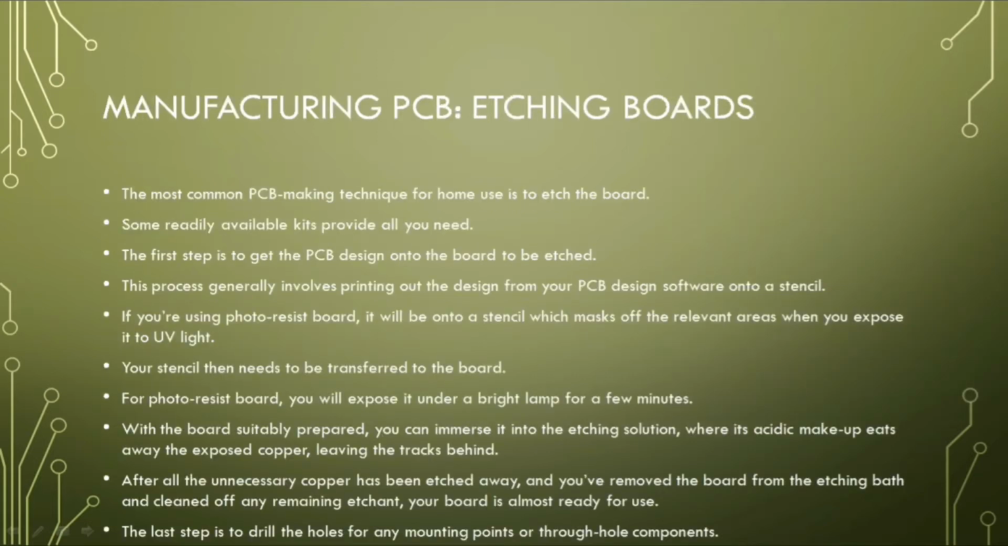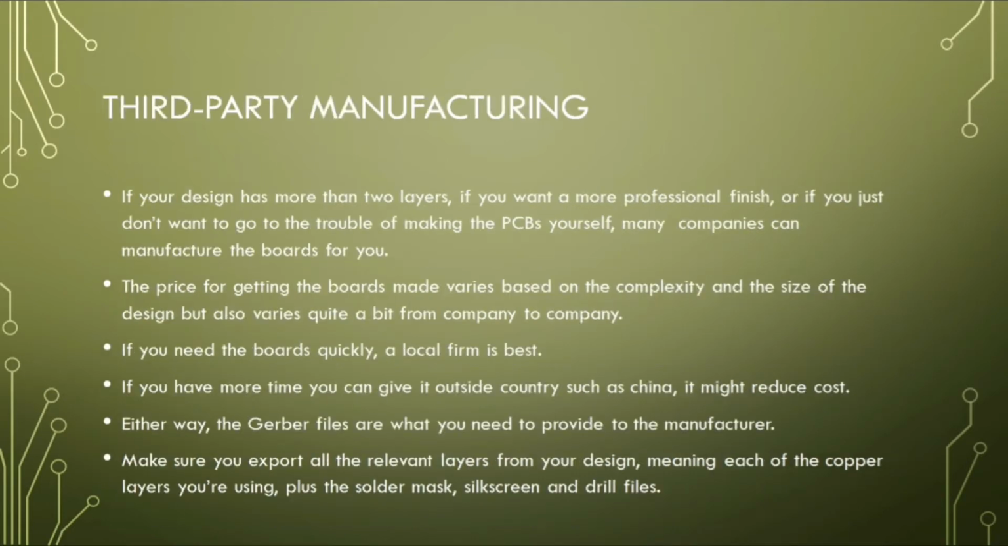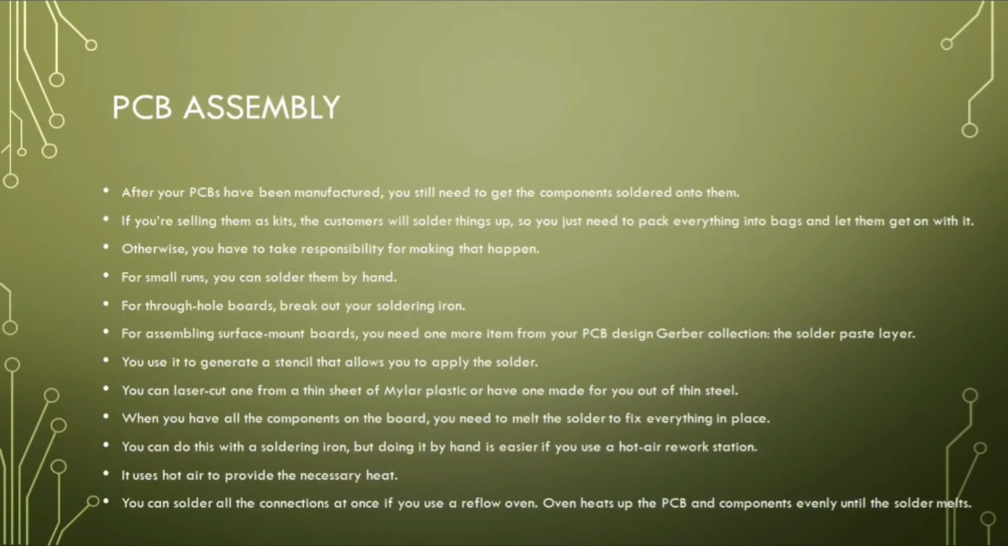You can manufacture your own PCBs by using the etching boards technique. You can also perform it at home. There are some readily available kits that provide all that you need. It starts with getting the PCB design onto the board to be etched, which involves printing out the design using CNC mills. If you want your PCB to be more professional, there are many companies who can manufacture the boards for you. The price for getting the boards made varies based on the complexity and the size of the design.